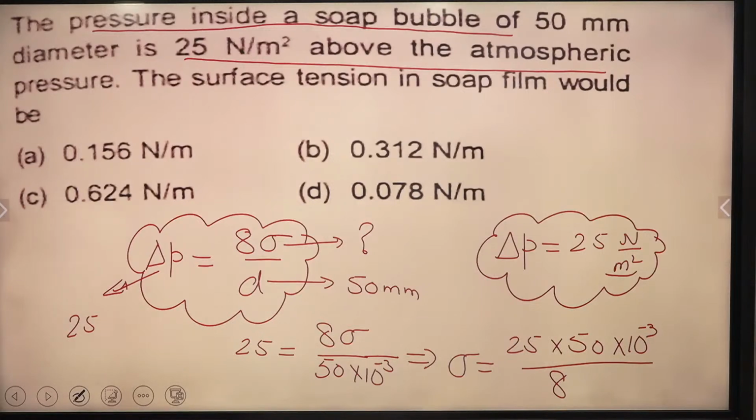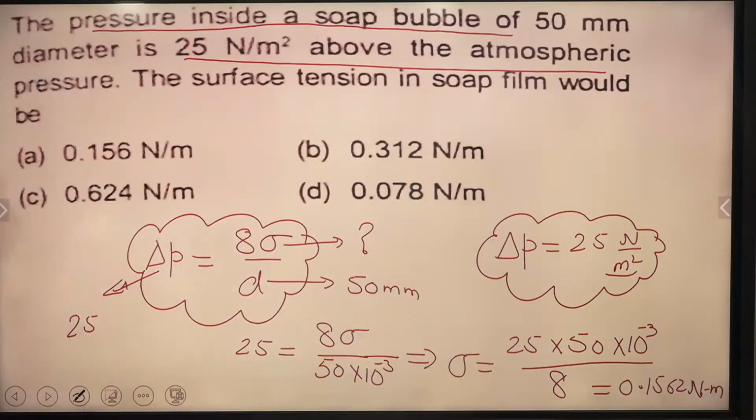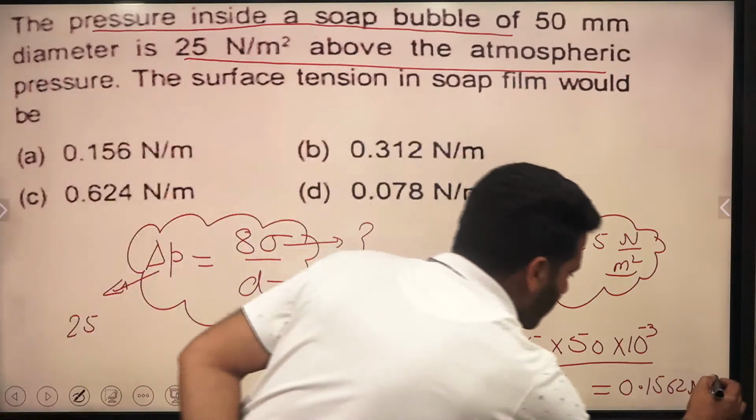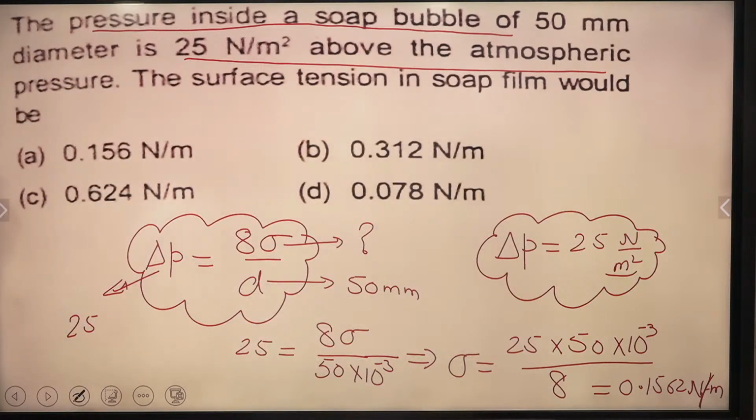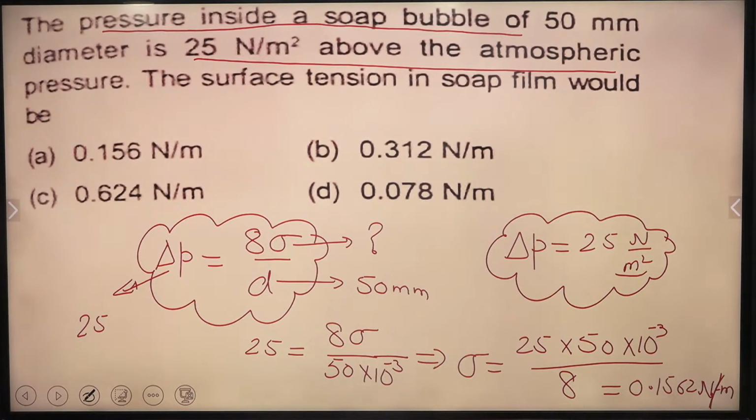Okay, the answer is coming to be 0.1562. So this is 0.1562 Newton per meter. This is the surface tension. Why Newton meter? Newton per meter. Ritesh, check your calculation part. 25 into 50 divided by 8,000, yes, it is coming to be 0.156. I don't know why you get 0.312. The answer is coming to be option A. Option A is the answer. So just have a look at the calculation part.